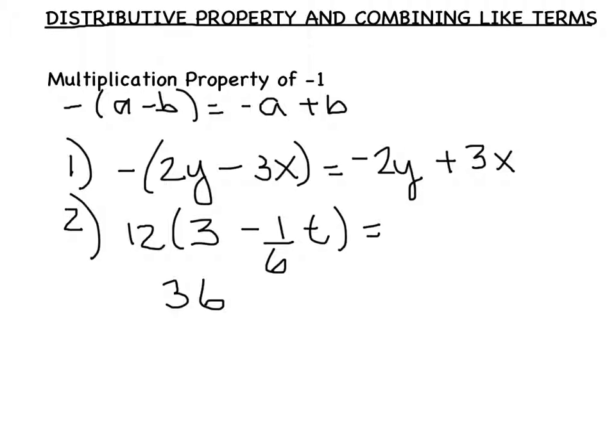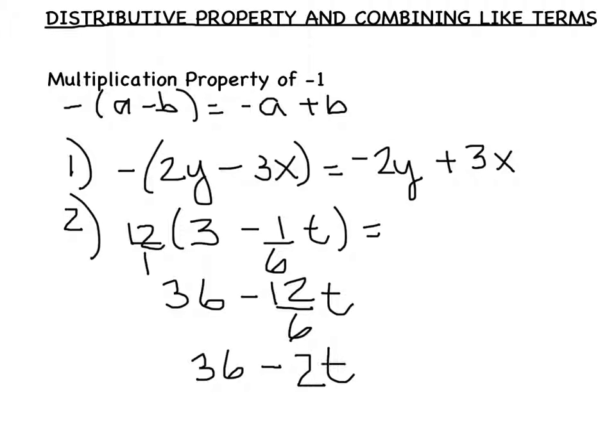And when we get to multiply 12 times 1/6, we have to put a 1 underneath the 12 so that we can multiply and say 12 times 1, 12. 1 times 6, 6t. I have to simplify this fraction, which gives us 2t. And that's my final answer.